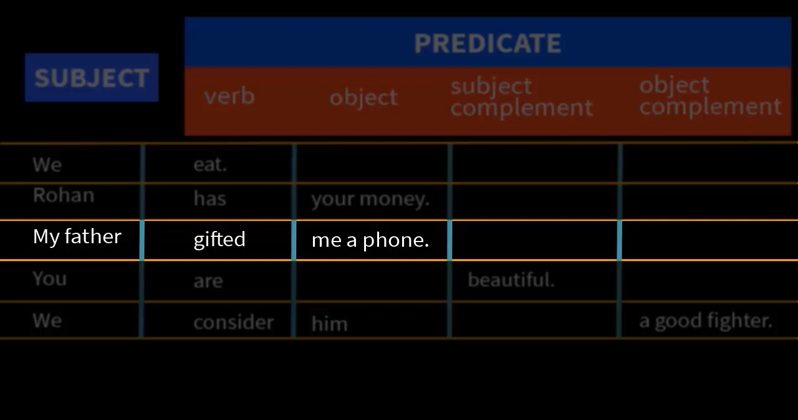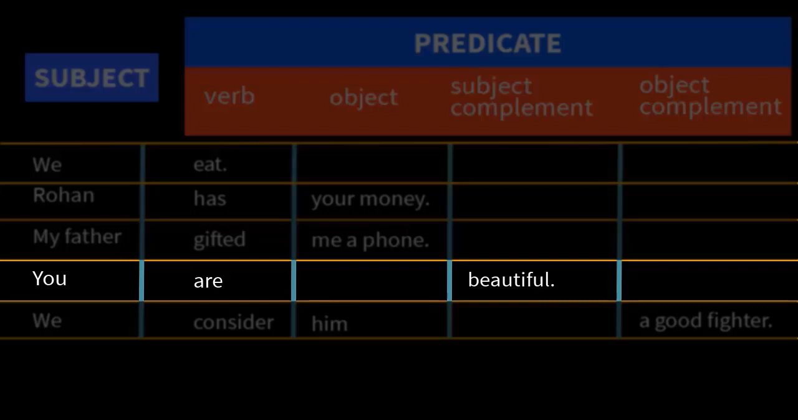Next example. You are beautiful. So here, you is the subject. Are is the main verb, linking verb. Now, can you complete the sentence without using the subject complement, which is beautiful? No, you can't. The sentence does not make any sense without the subject complement beautiful. It is incomplete. You are what? It does not make any sense, right? So we need the subject complement. So it's an essential part of a predicate.